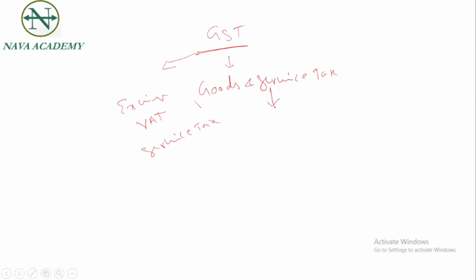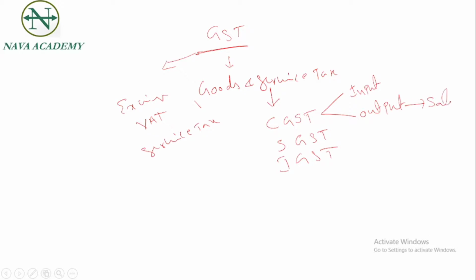What types of tax do we have in GST? Central goods and service tax, state goods and service tax, integrated goods and service tax. These are the types of GST. CGST is divided in two parts: one is CGST on input, and the other is CGST on output.